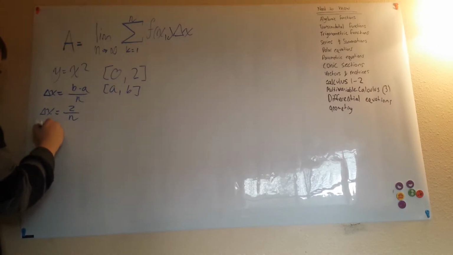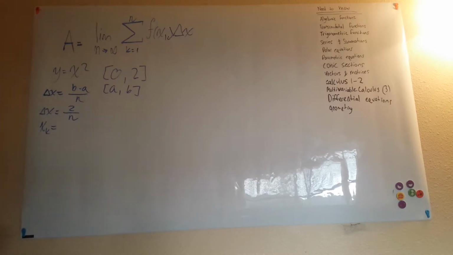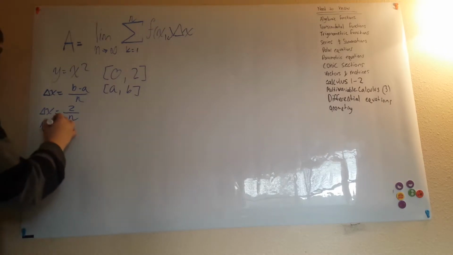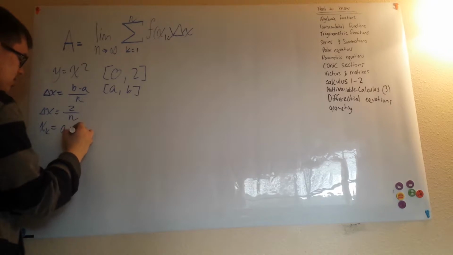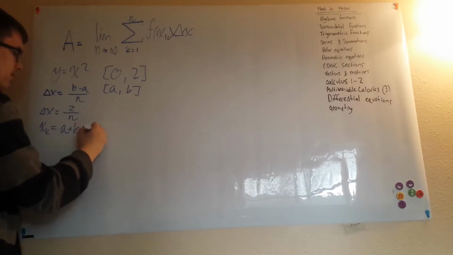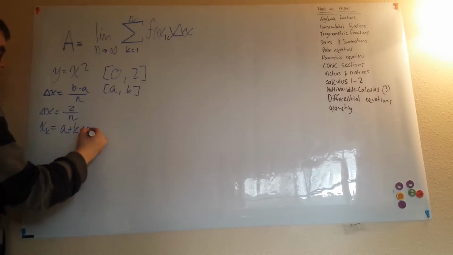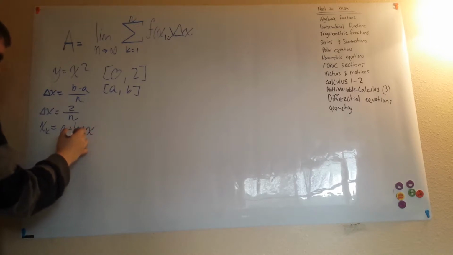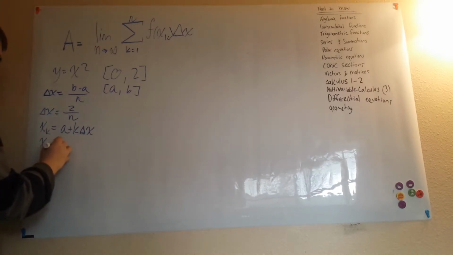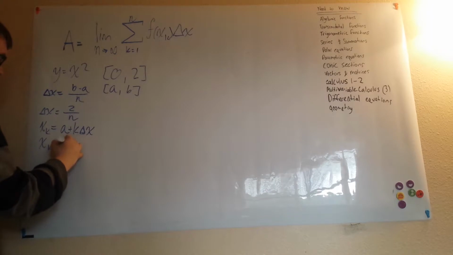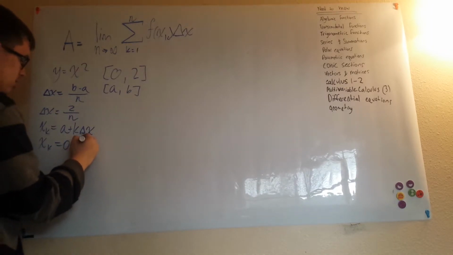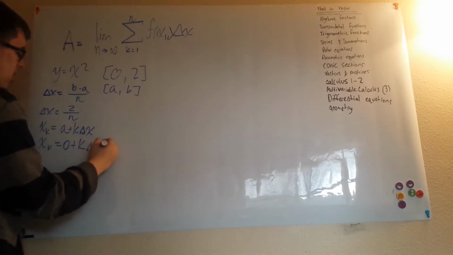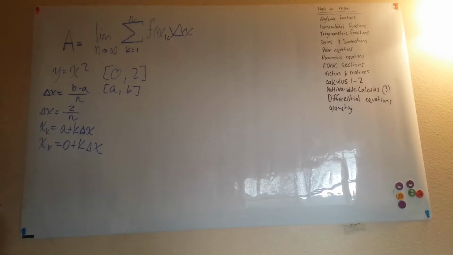What's our x sub k? We want to use the right endpoint because it's simpler. So this is a plus k delta x, right? That's the formula for the right endpoint of every sub-interval. So this one is going to be the a, which is the 0, plus k delta x. Okay. You got that one?